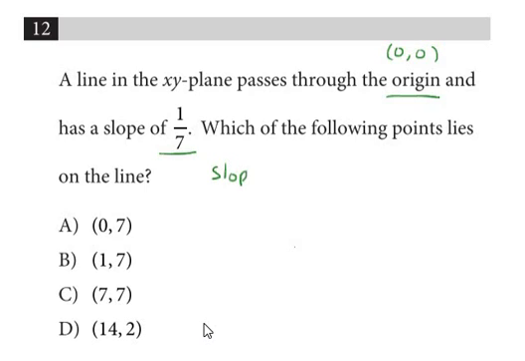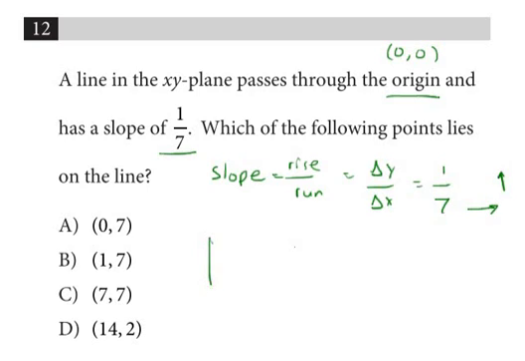So slope, just to remind you, is the rise over the run, okay? Or the change in y over the change in x. And in this case, our change in y is 1, and our change in x is 7. So for every 7 units that I go to the right, I will go 1 up.